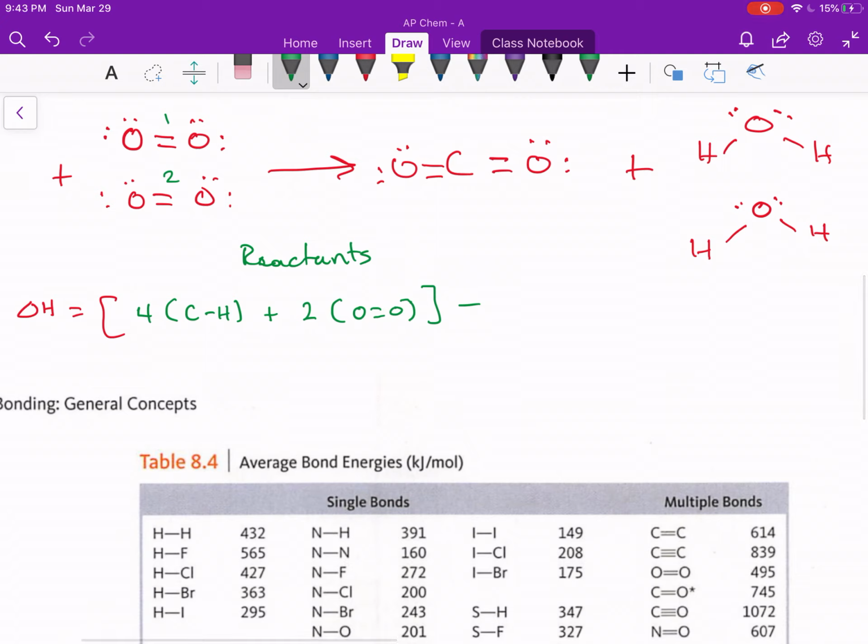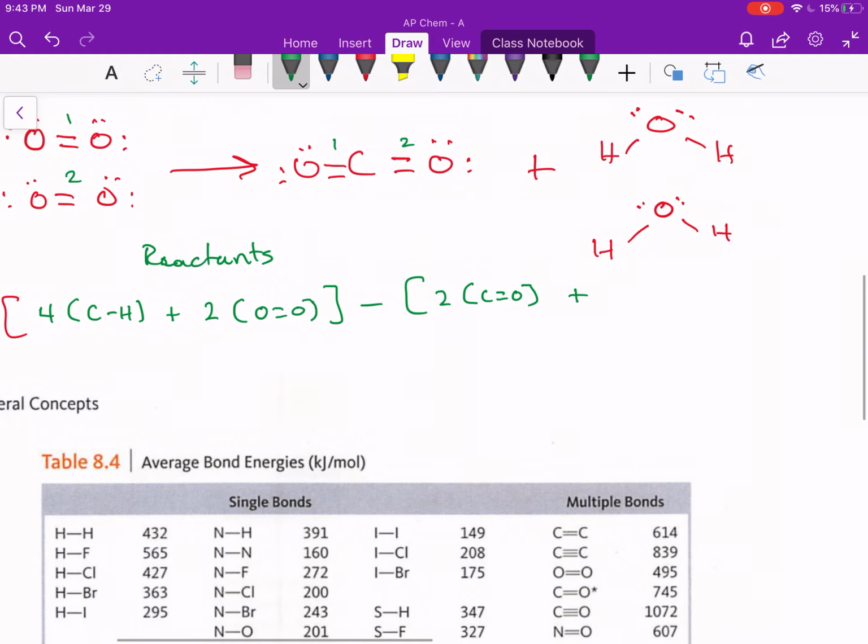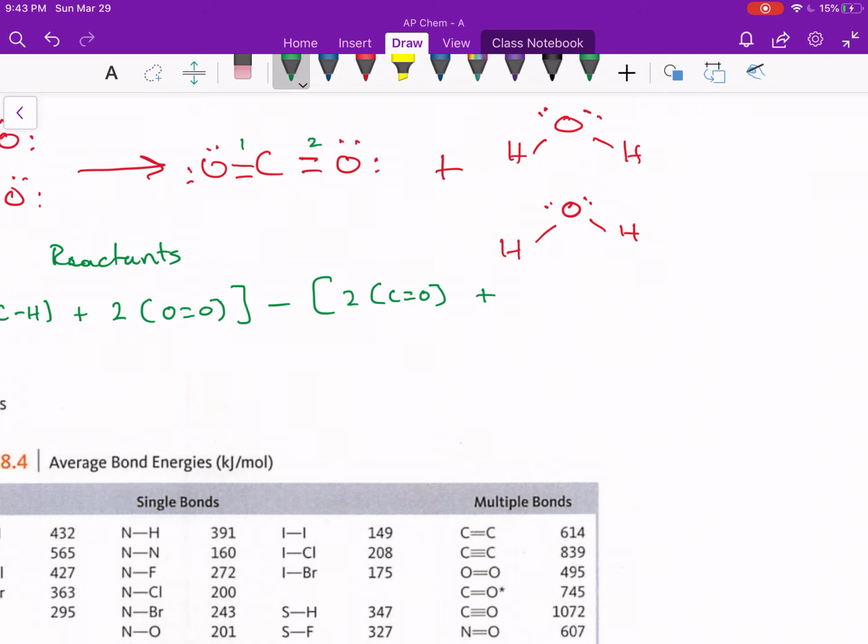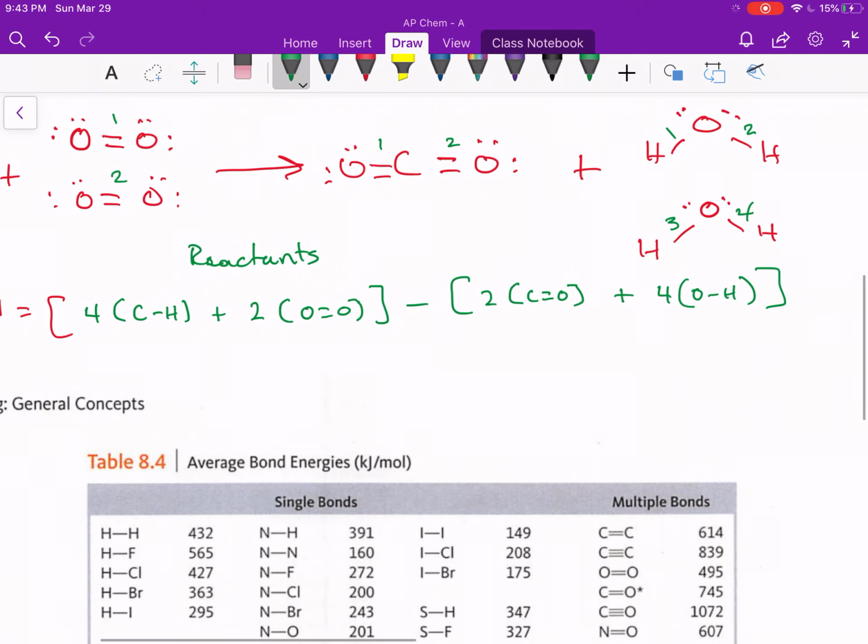So now I have CO2, and so now I have 2 of those C double bonded O bonds, plus 4 of the OH bonds, or HO bonds, however you want to look at them. Okay, so that's what I have. Those are the bonds on my product side. Again, reactants minus products for this.